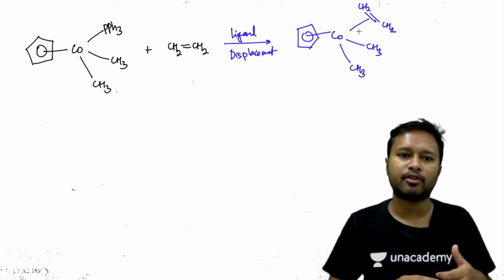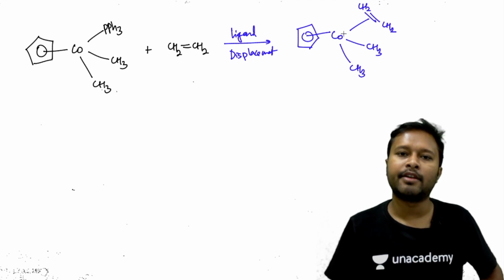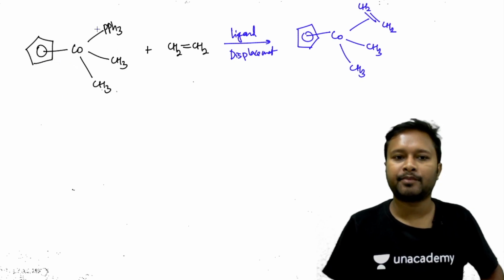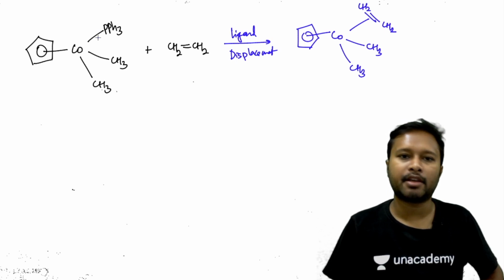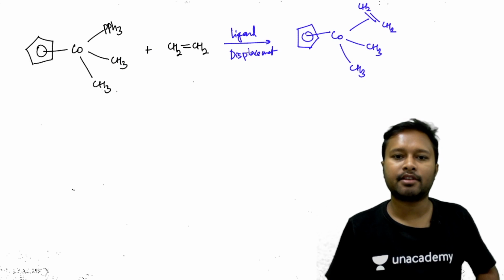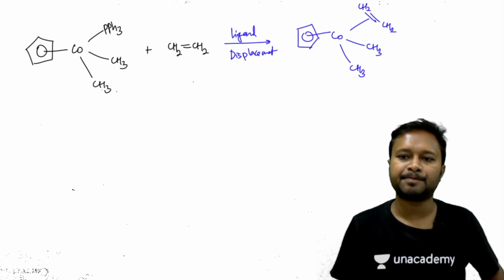What's the driving force of this reaction? It's the pi bond with this ethene group, which is going to be more stable than this. So if you look at the species over here, although it's an 18 electron species, yet this PPh3 ligand with the metal is not forming a stable or strong bond. So that's why it has undergone ligand displacement. This particular bond is now quite a bit stronger than the previous one.